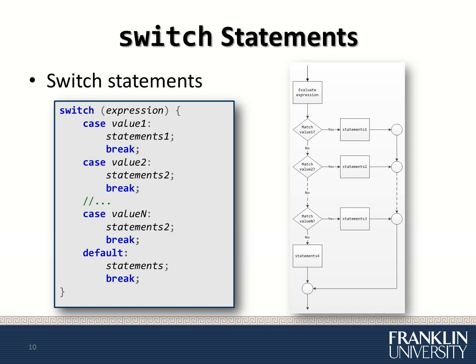Let's take a look in depth. We start by evaluating the expression. So we come in from the top and we evaluate the expression. Then we compare against value 1. When we reach value 1, if value 1 is equal to the expression, then we will execute the statements. The break statement means that then we're going to jump all the way out to the bottom of the switch. And so we follow the path on the right all the way down to the bottom. If it's equal to value 2, then we will skip over value 1 statements and execute the statements that are associated with value 2.